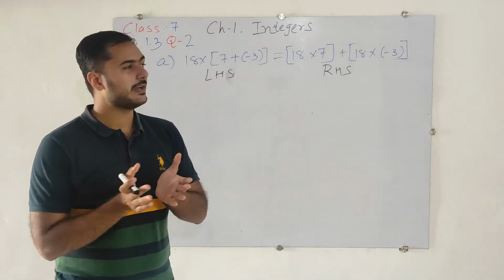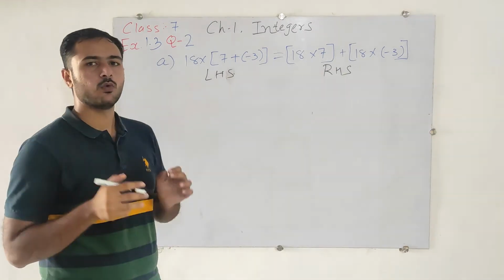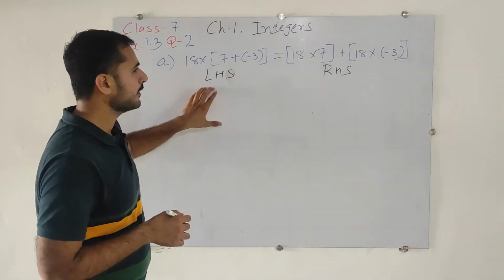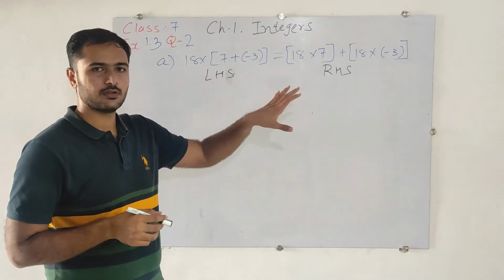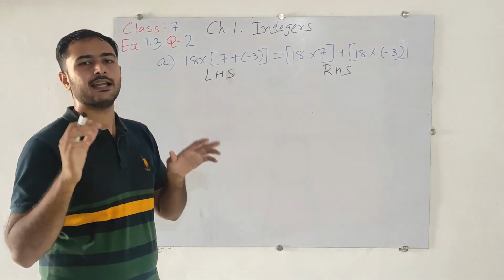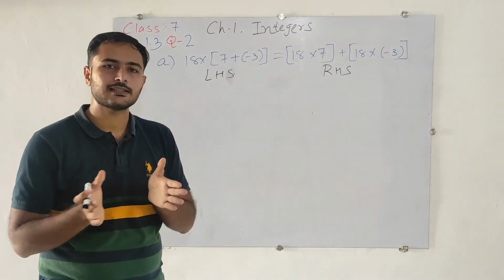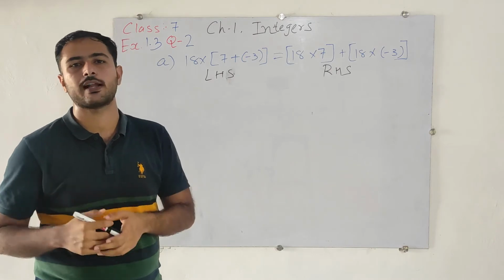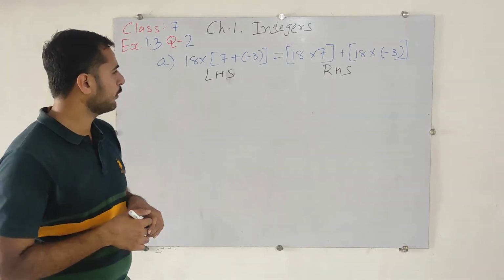Whenever we want to verify that, what will we do? We will just start from the LHS or RHS. We will solve both ways, and if we get the same answer, at that time we will say that LHS is equal to RHS. Now just see how we will do it.